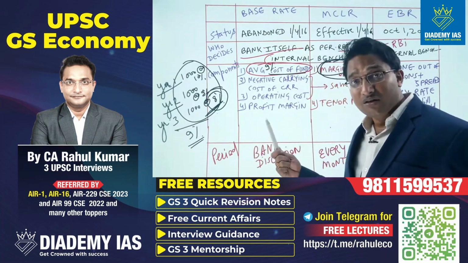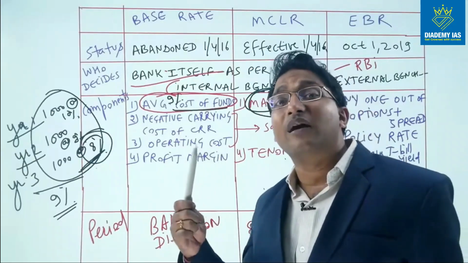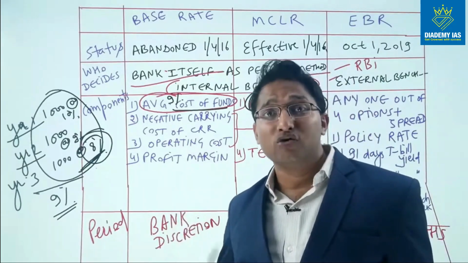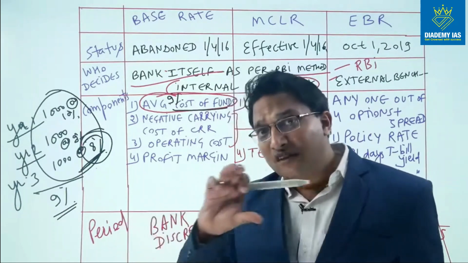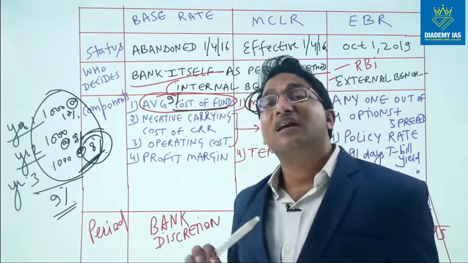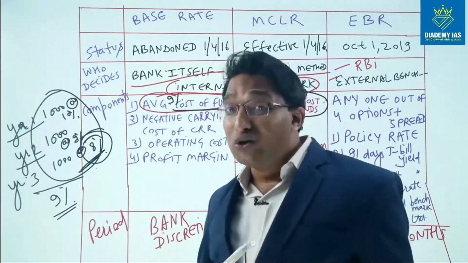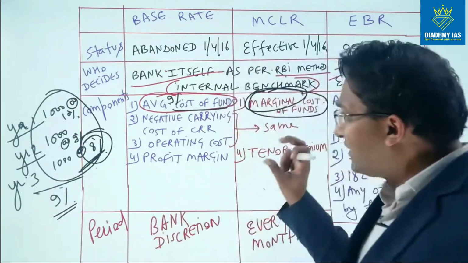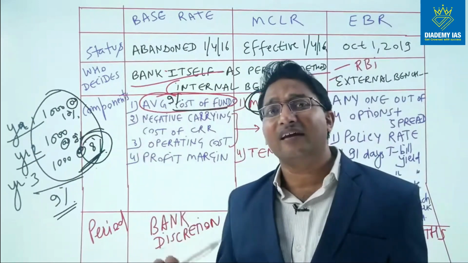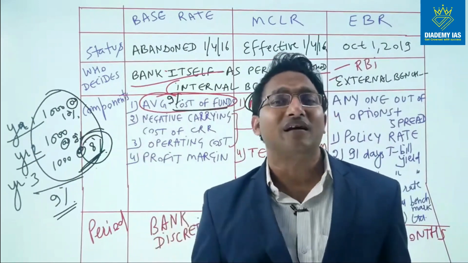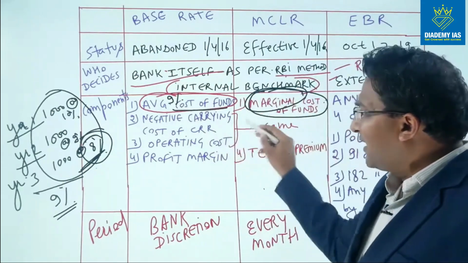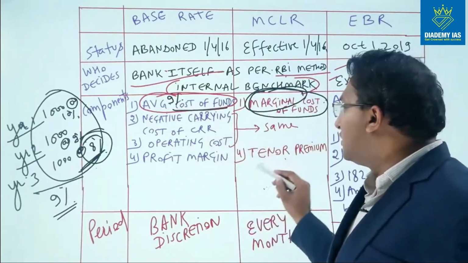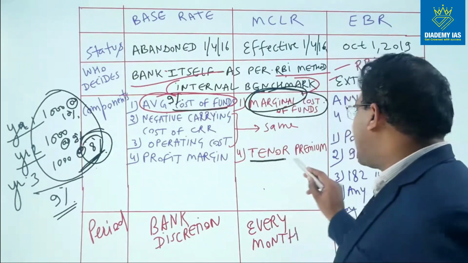So this will also increase the transparency, because the customer can expect that when the RBI is changing the repo rate, there will be some change in the MCLR also. So first is increase in the monetary transmission, and second is the increase in the transparency. Other two components are same, negative carrying cost of CRR and operating cost. Last component is tenor premium.